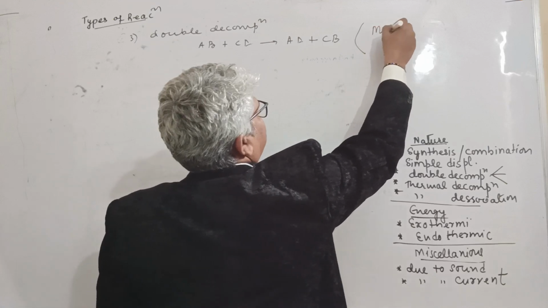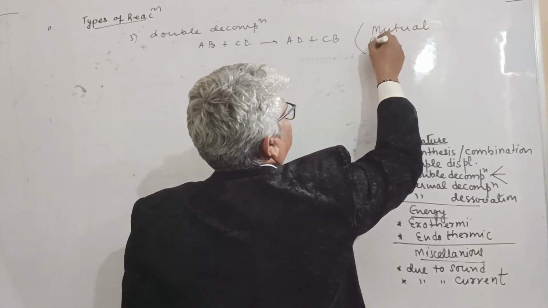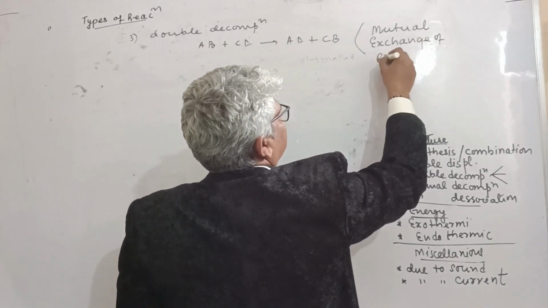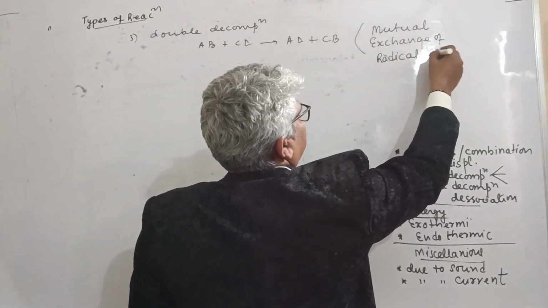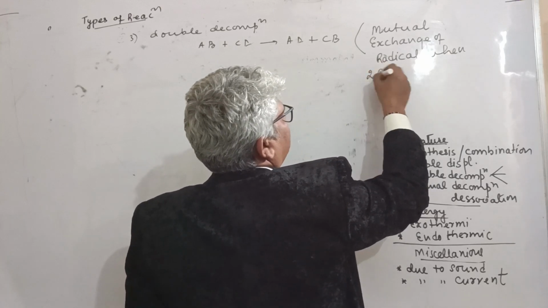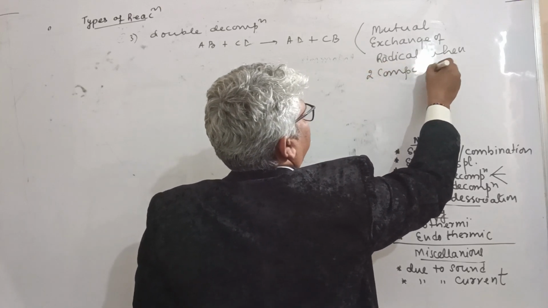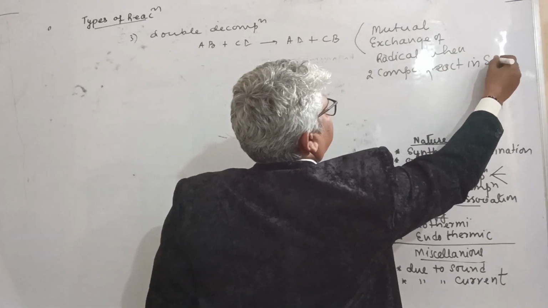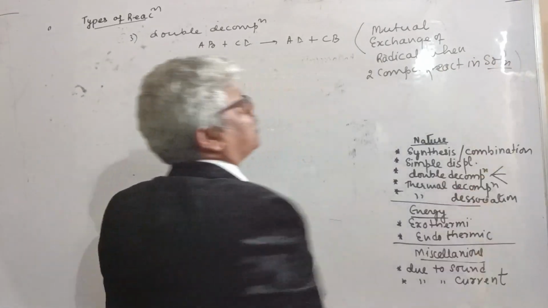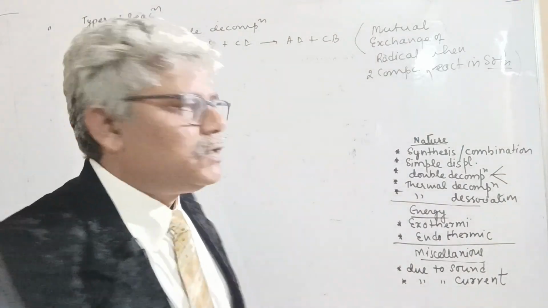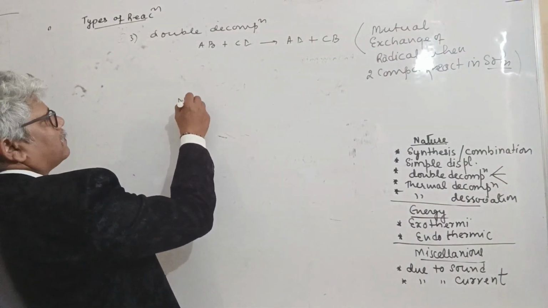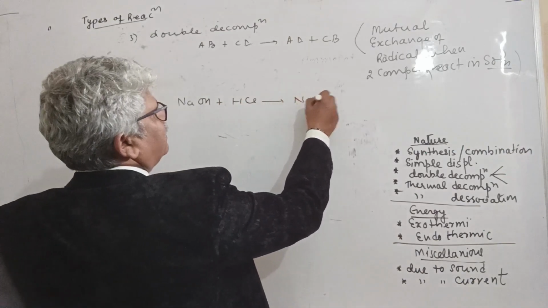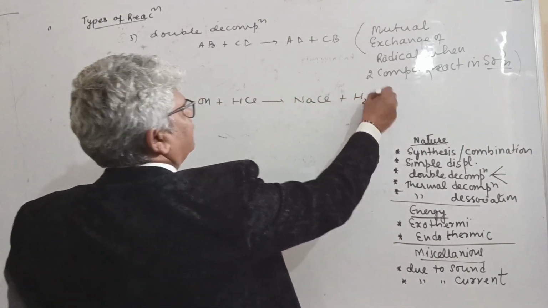Mutual exchange of ion, mutual exchange of radical, when two salt react, when two compound react in solution. Underline solution, because solution contains free ion. So in this, sodium hydroxide and hydrochloric acid give salt and water.